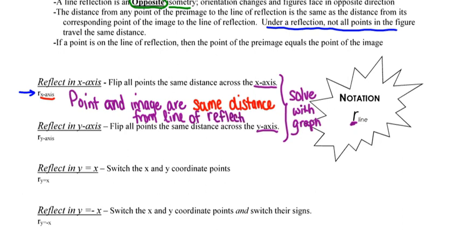So those are going to be very easily found on a graph. I would use that only for vertical or horizontal lines of reflection.